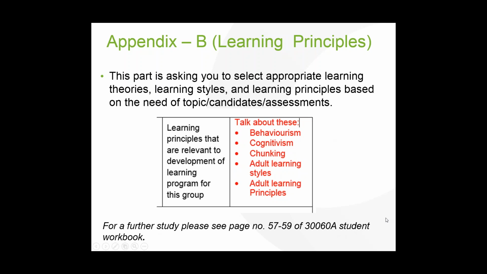And you do not need to write paragraphs here. It's just bulleted points. Just write, okay, for this learning program, we would use chunking. We would use cognitivism. We would use these learning styles. We would use these other learning principles, and that's it. We are not asking you to write heaps of stuff here. Just write what sort of learning theories you think are related to your candidates, and what sort of learning styles and principles are related to your learning program.